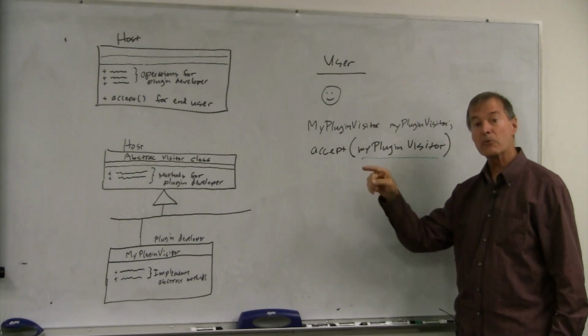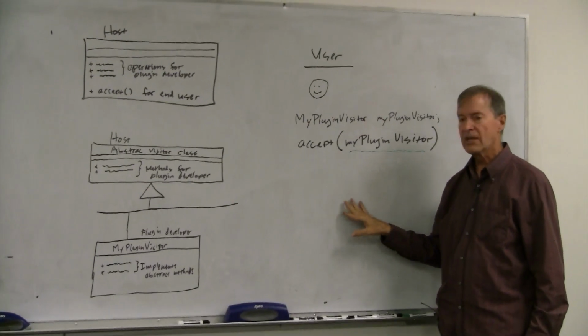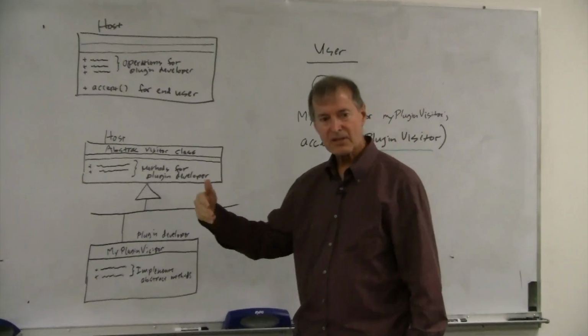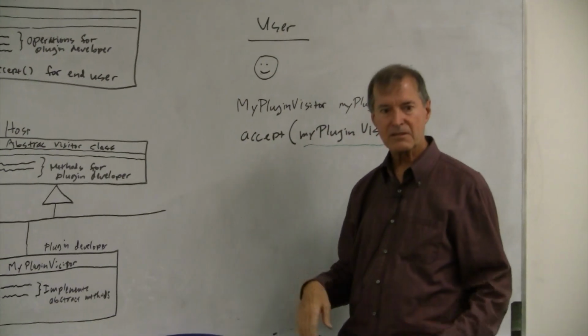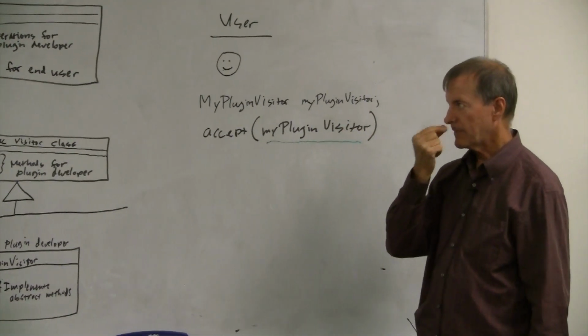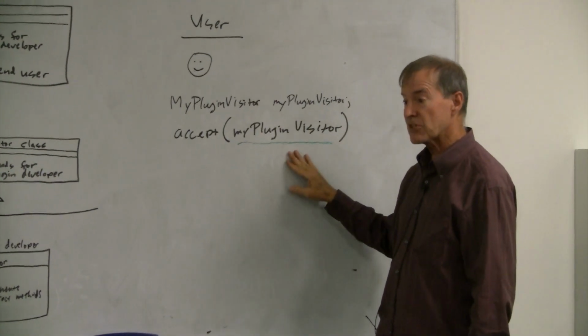Okay. Now what we're going to do is show you the details of how that works. But this is the overall story. And now we're going to go into the details. But you've got to keep this overall story in mind, or nothing will make sense. So will accept then always take as a parameter an object? It will not be just any object, it will take a visitor object.